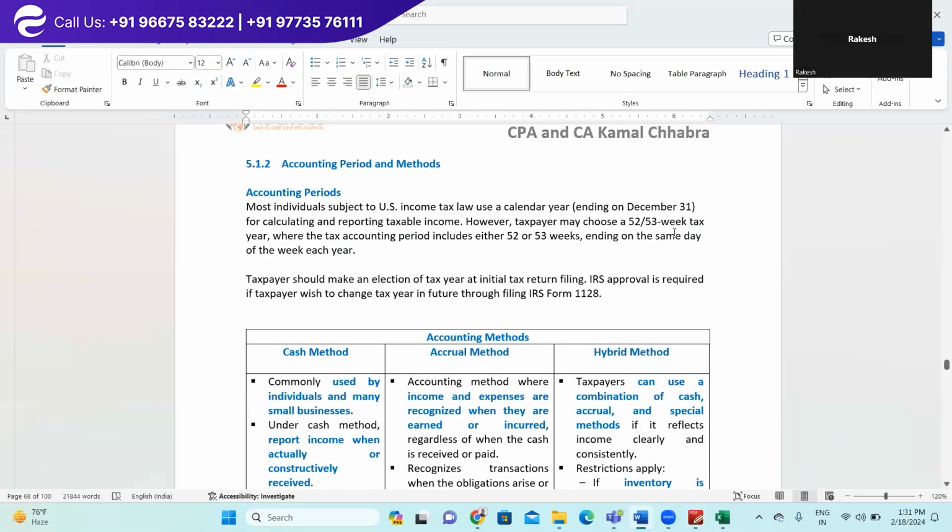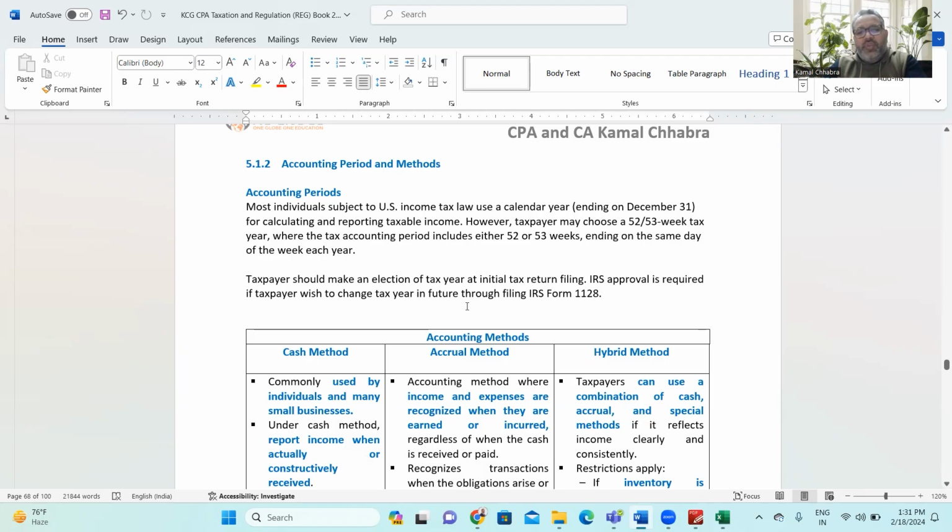So the taxpayer should make an election of the tax year at the initial tax return filing, right? When you are making your first income tax return, at that point of time, you should take the decision what will be your tax year. An IRS approval is required if the taxpayer wishes to change the tax year in a future period by filing a Form 1128. That means the first time when you are filing your tax return, you can choose what should be your tax year. But later on, if you want to make the change, then you need to file a Form 1128.